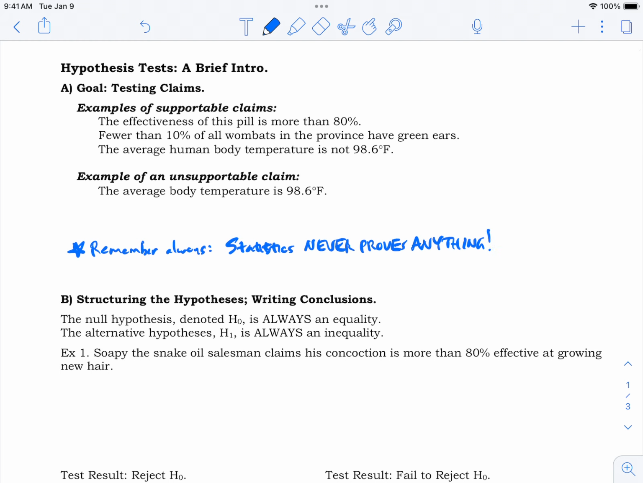Statistics never proves anything. That's worth an exclamation point. That's worth putting in a box. You can't prove anything because it's all just chance. It's all just probabilities. It's all based on probabilities.